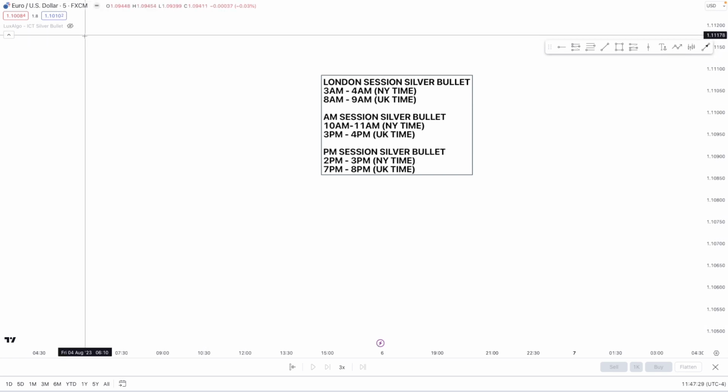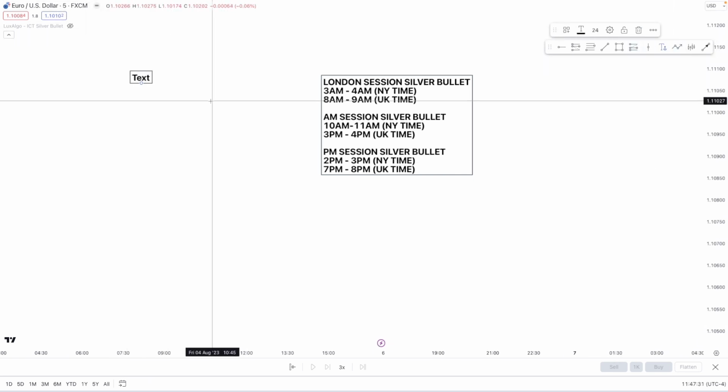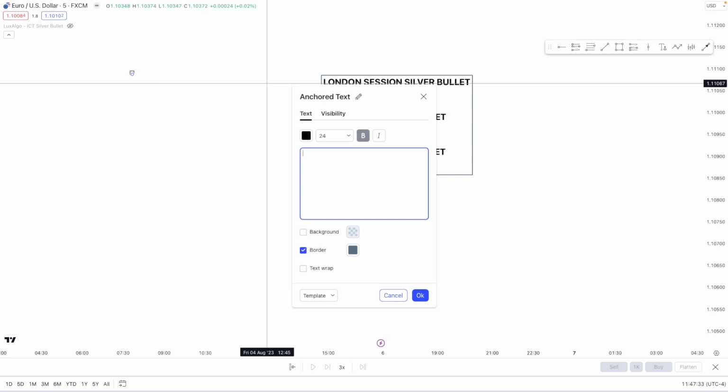So for example, what this indicator does is, number one, it marks out the FVGs for you, the high probability FVG. Number two, it marks out your trading times. Number three, it marks out market structure shift. And number four, it actually marks out the liquidity points.